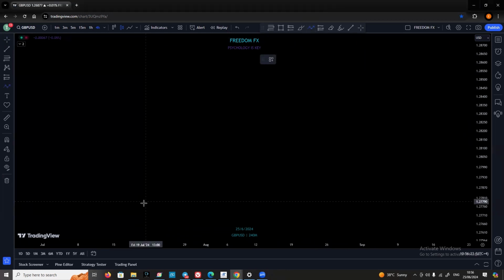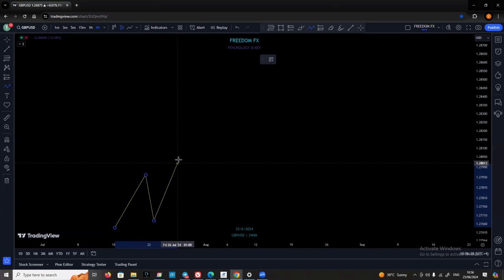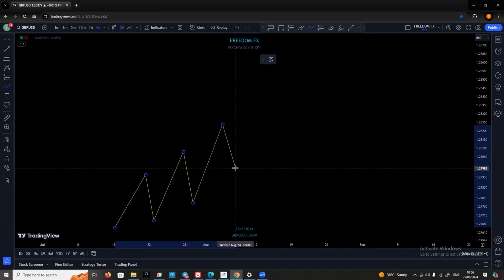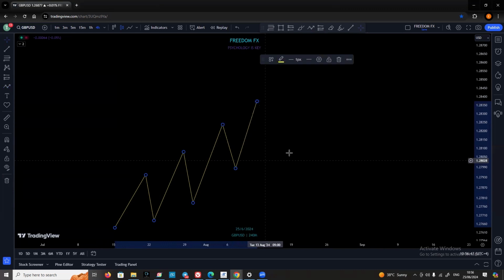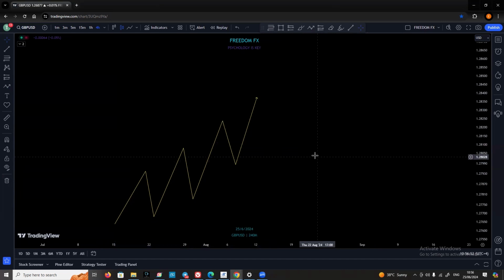In an uptrend, what we want to see the price do is very simple. We want to see the price moving to the upside in this type of manner, creating a higher high, a higher low, a higher high, higher low, higher high, higher low. This is the basic uptrend.